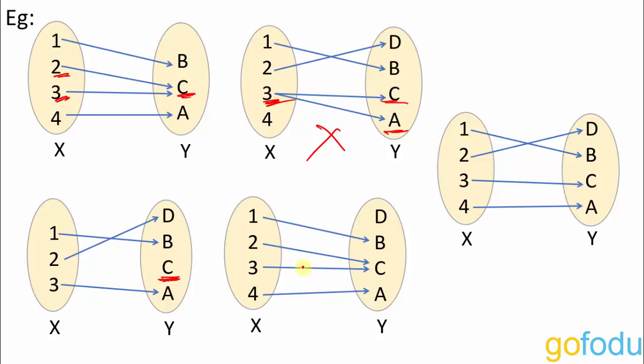And this fourth one is not injective and not surjective. This is a non-injective, non-surjective function. Non-surjective because all elements of y are not occupied. D remains unmapped. And non-injective because both 2 and 3 are mapped to C. Every x does not have a unique image in y. Okay, so this is a non-injective, non-surjective function.